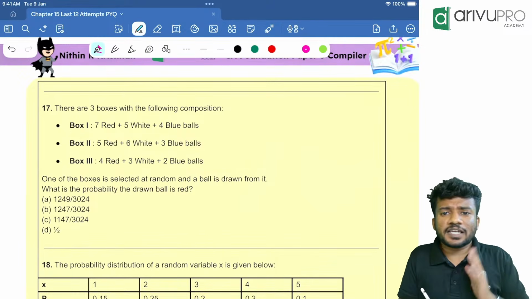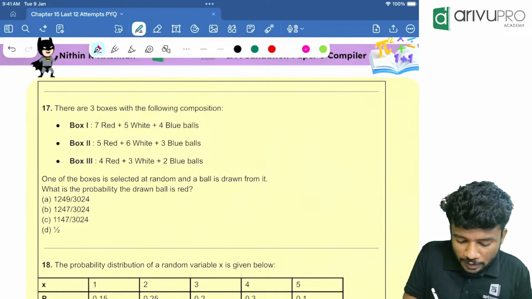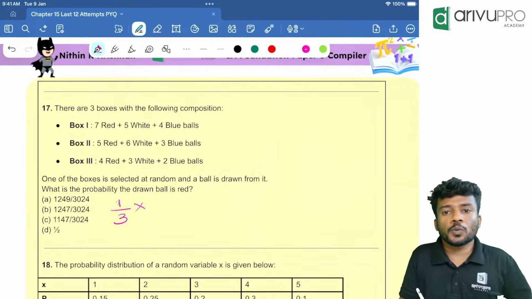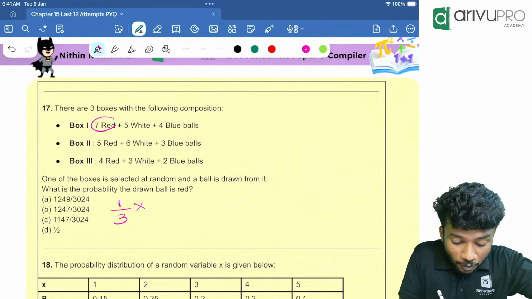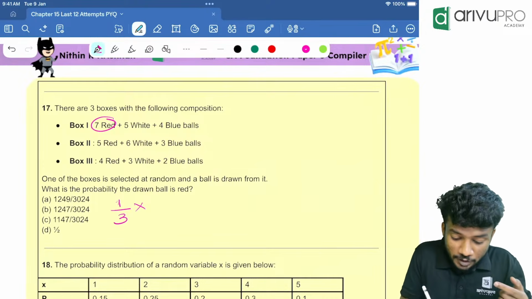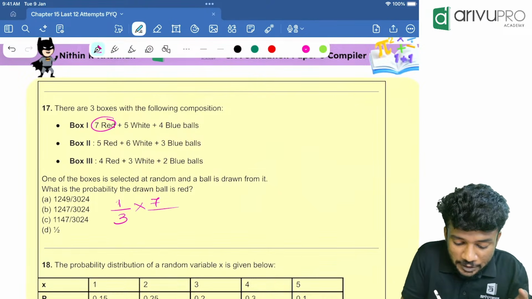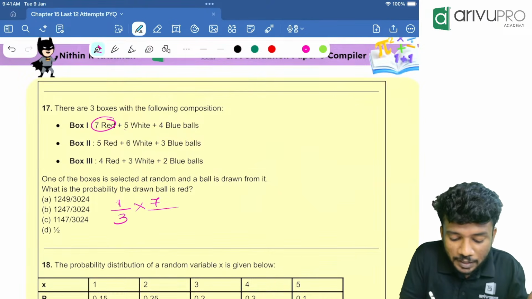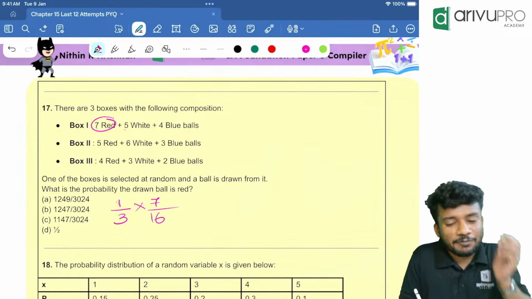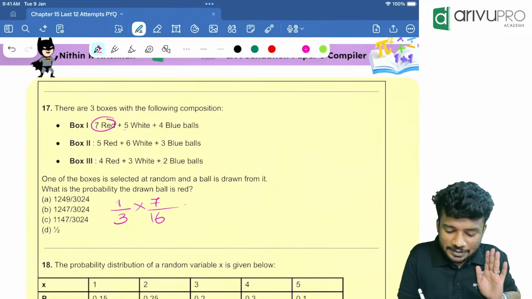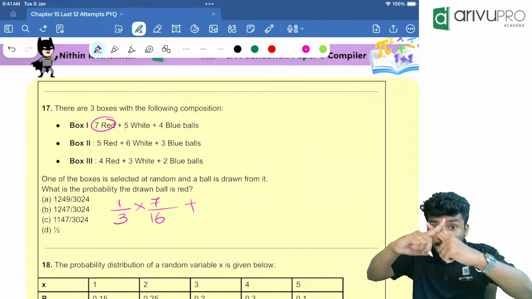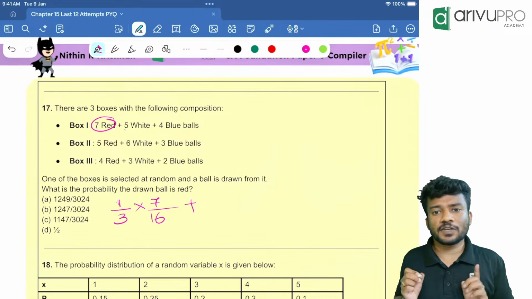First case, I am choosing box 1. What is the probability of choosing box 1? 1 by 3 into, so I am choosing a red ball from box 1. What is the probability of choosing a red ball from box 1? 7 red balls are there, divided by the total number of balls, 7 plus 5 plus 4, which is 16. 1 by 3 into 7 by 16. The 'or' sign will be plus always, and the 'and' sign will be multiplication. So we are using the plus sign here.